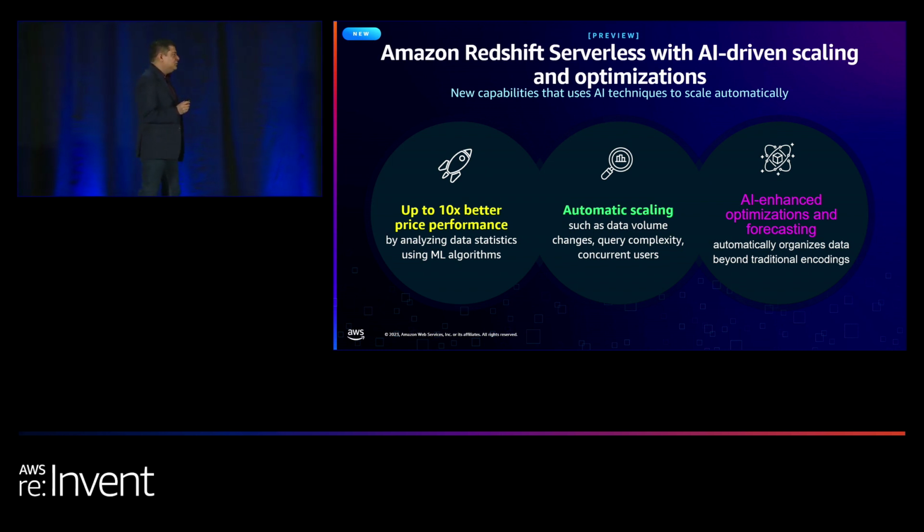This is another announcement. This is one of my favorite features of recent announcements, which is an AI-driven optimization. I like to think of this as an automatic tuning based on your data, based on query complexity, and concurrent usage. Here, Redshift will automatically scale to support the intent. And with the AI-enhanced optimization and forecasting, it automatically organizes the data, which is better than traditional encoding.